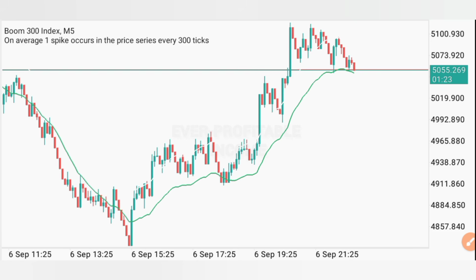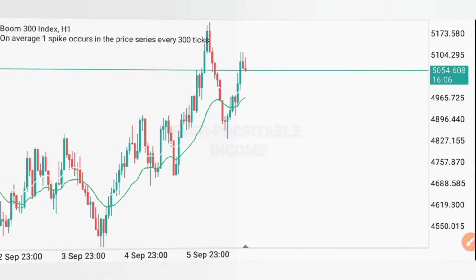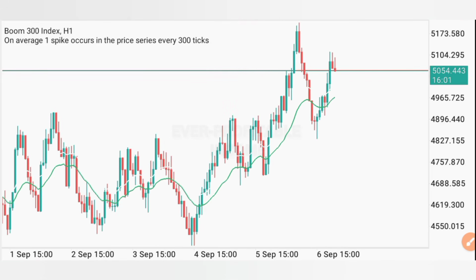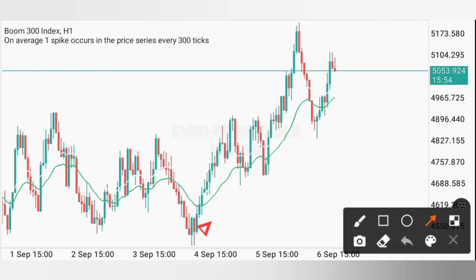Now, how do you identify that? You go to your higher time frame. You're going to be catching spikes on the 1 minute time frame, but you need to go to the higher time frame, like let's say the 1 hour time frame, and check the trend. Now let's head over to the 1 hour time frame. So here we are on the 1 hour time frame. If you want to catch spikes, ensure that it's on a bullish trend, like we have over here. So this is a perfect time to catch spikes on Boom.